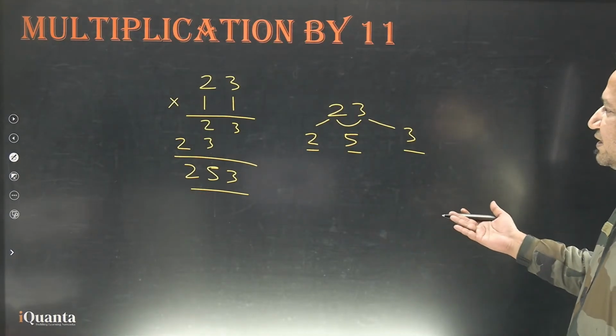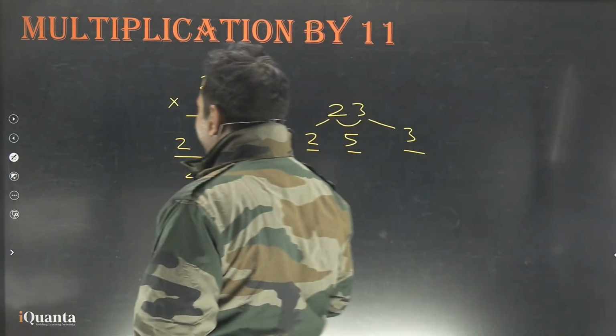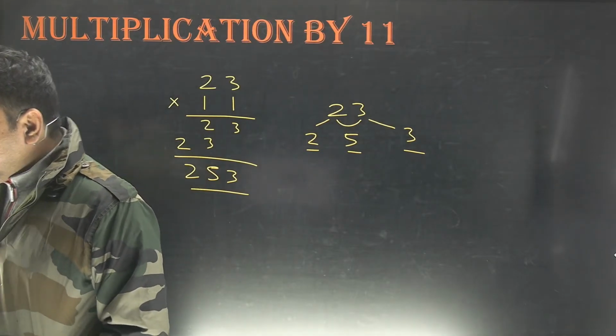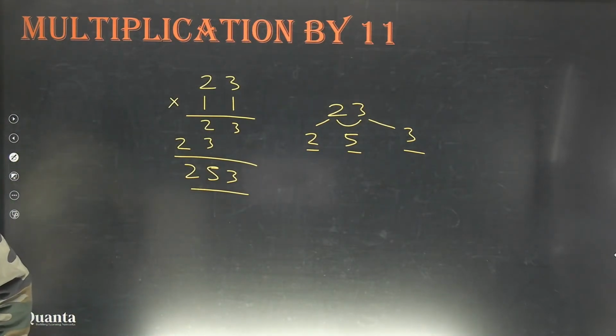But how cool is this? 23 multiplied by 11 is 253. I hope all of you got it. Just put a comment, yes, that you have understood this, and then we will do some more calculations.